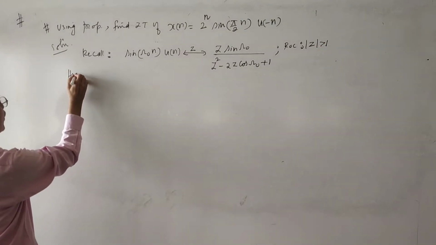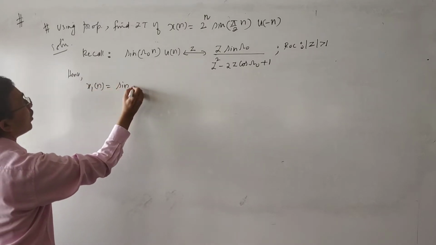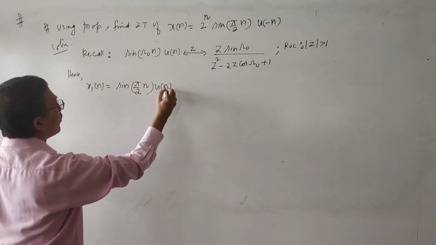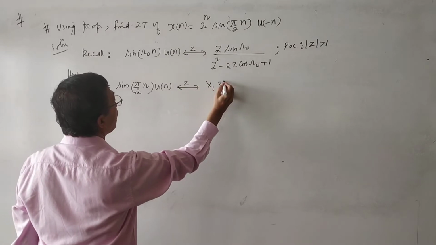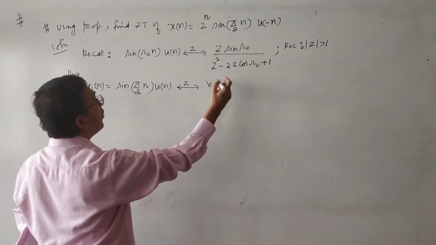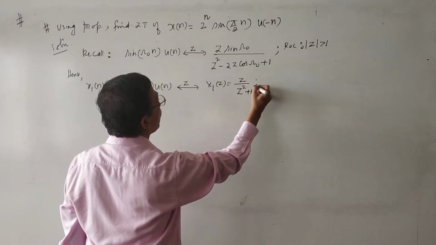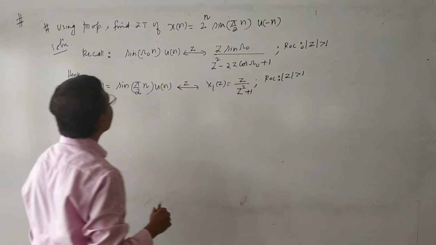Hence x1 of n is equal to sin of pi by 2 into n into u of n has a z transform x1 of z equal to, sin pi by 2 is 1, cos pi by 2 is 0. So you get z by z square plus 1. ROC remains at mod z greater than 1.